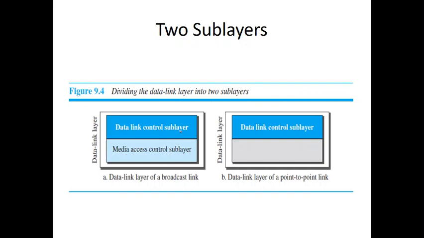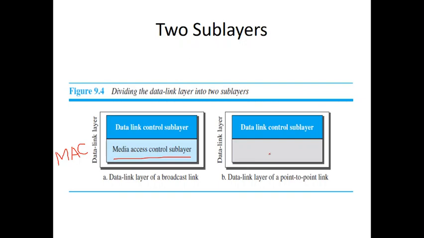If I consider data link control, it is the same for point to point link and broadcast link. There is no difference in the implementation of the data link control sublayer for the point to point link and the broadcast link. But if I consider the media access control, in short we call it MAC, the media access control sublayer for broadcast is different from this. That means we require this media access control sublayer only for broadcast link. It is not required for point to point link.